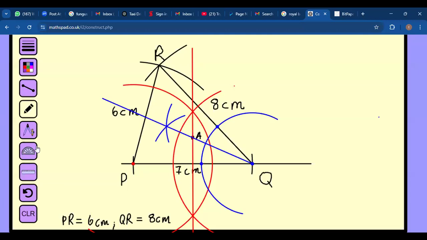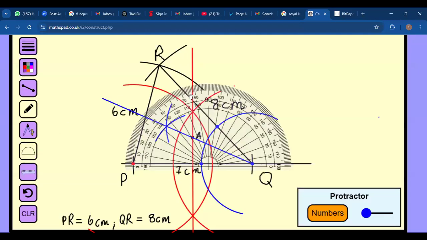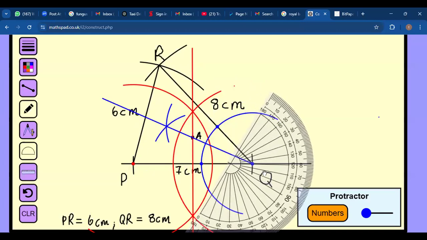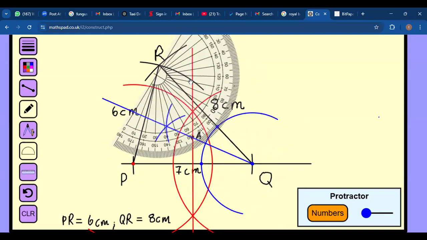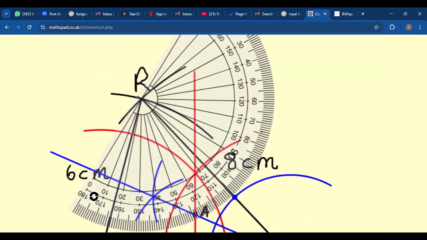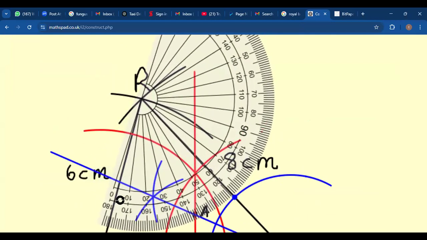Measure angle PRQ. So I'm going to use a protractor. I'm going to put this on this side. Once I have the protractor up here, then I'm going to move this over to this side.